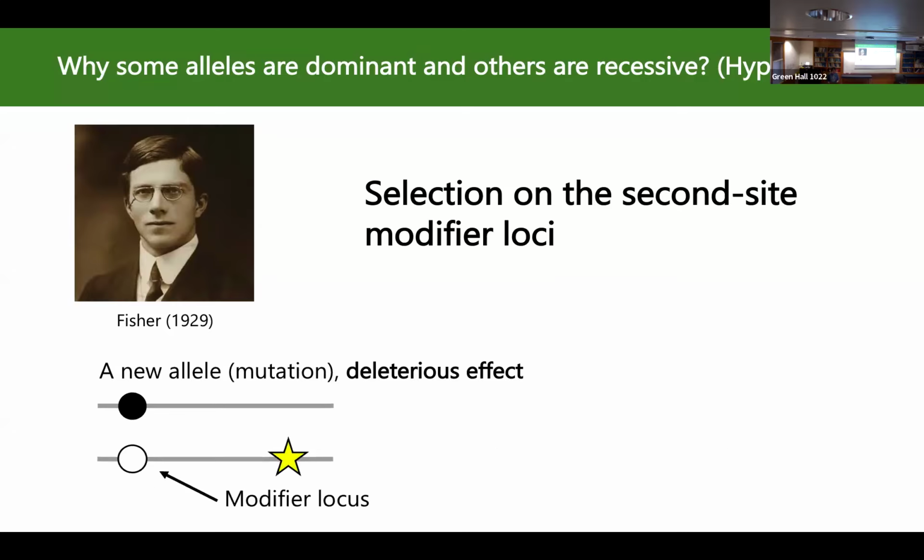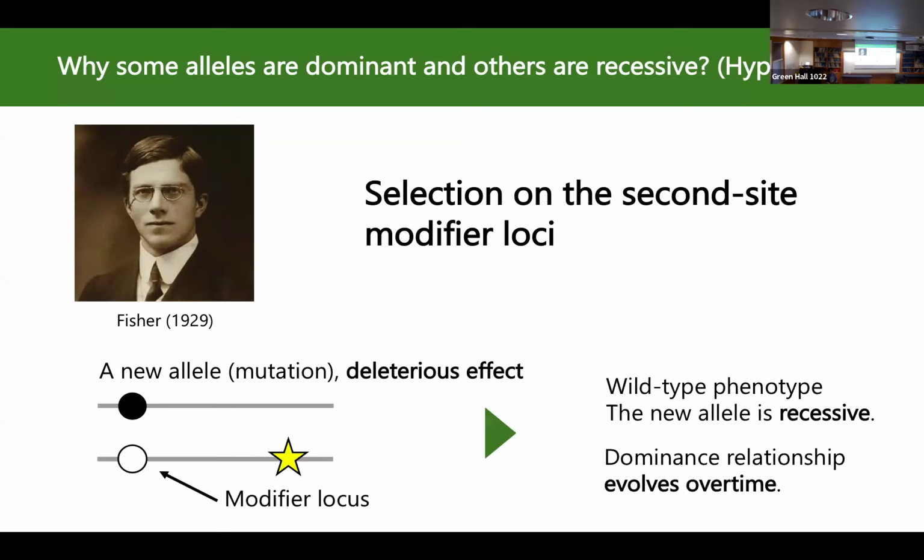And so what Fisher hypothesized is the evolution of a modifier locus. When the modifier locus evolves and controls the allelic relationship at the primary locus, it's possible to evolve to show the wild type phenotype. Then the newly born allele becomes recessive. At that stage, it's possible to conceal the deleterious effect of the newly born allele. So Fisher hypothesized that the dominance relationship can evolve over time.